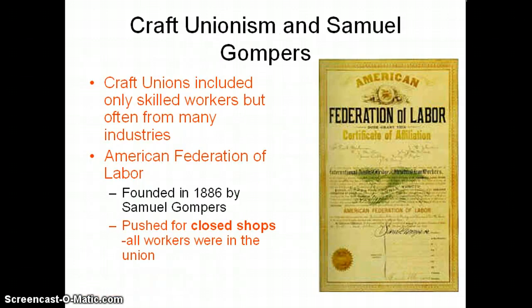Another form of union was the craft union. The first craft union was created by Samuel Gompers. Craft unions included skilled workers, but from many industries. The American Federation of Labor, created in 1886, was an example of this type of union. They used collective bargaining, in other words, group negotiations. They also used strikes as a major tactic. This resulted in higher wages and shorter work weeks for skilled workers. Gompers pushed for closed shops. These are workplaces where everyone in the workplace had to be a member of the union.